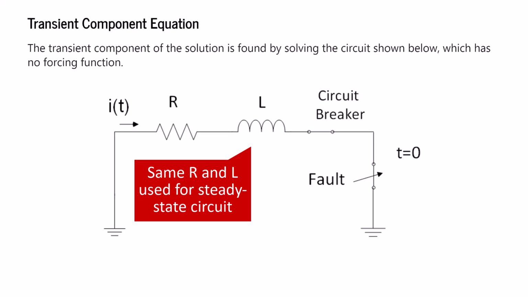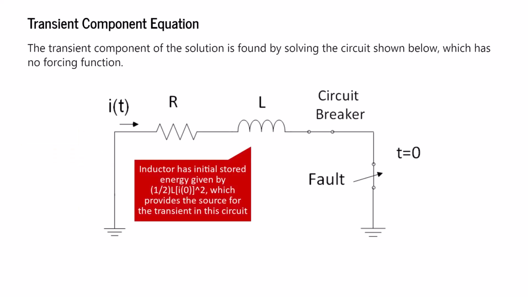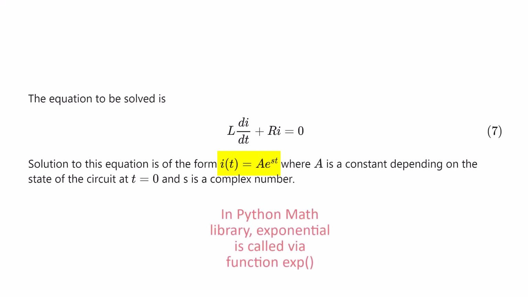This is similar to the circuit we use for steady state. Although the circuit has no forcing function, it does have a non-zero initial current. When we write the loop equation for this transient circuit, we get the differential equation L dI/dt plus Ri is equal to 0, 0 because there is no forcing function. The form of the solution for current is an exponential where the current is equal to A e^(st), where e is the exponential function, A is going to be a function of the boundary condition, and s is a complex number that we still need to solve for.